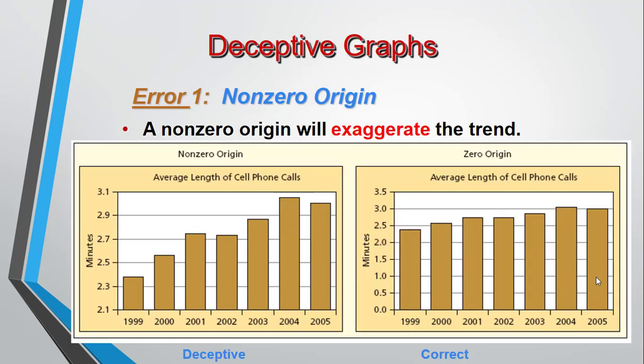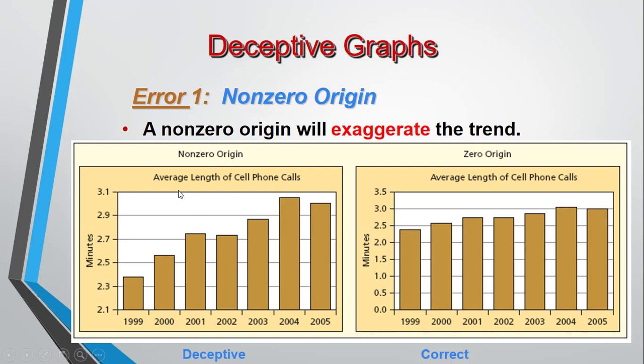But there are deceptive charts or graphs that you should not use, and you also need the ability to spot them, to distinguish them. One of them is also the errors in making charts. Error number 1 is non-zero origin.